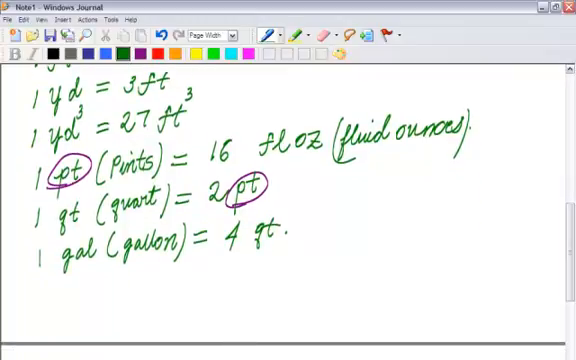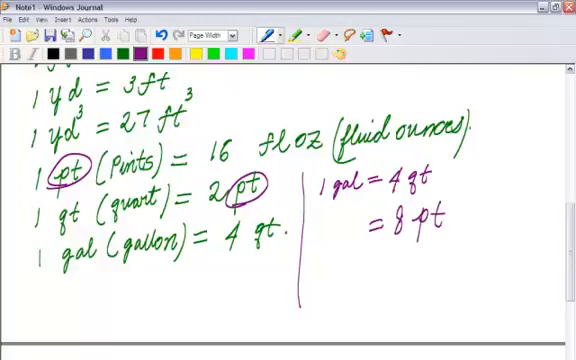So if I have 1 gallon, that's equal to 4 quarts, right? And each quart is equal to 2 pints. So how many pints do I have here? 8 pints. And each pint is equal to 16 ounces, right? So this would be 8 times 16 ounces. Okay? So what is that? 128 ounces.